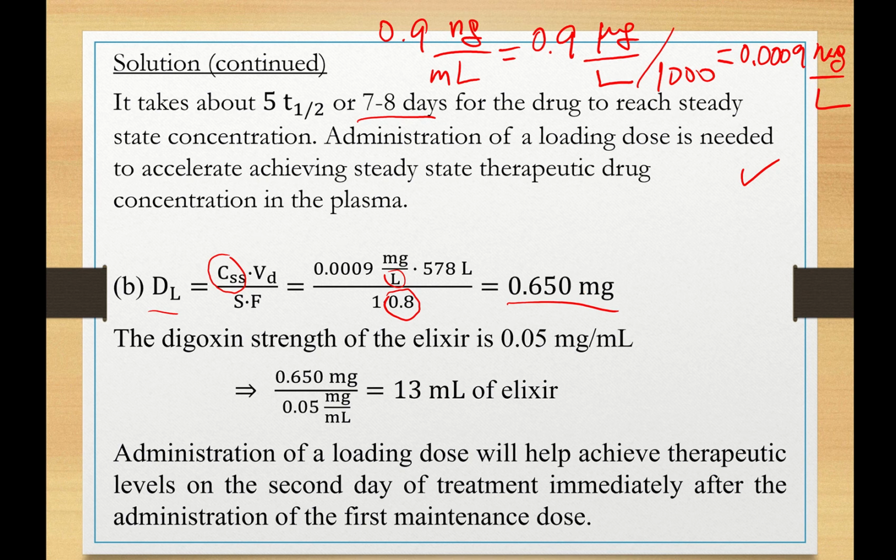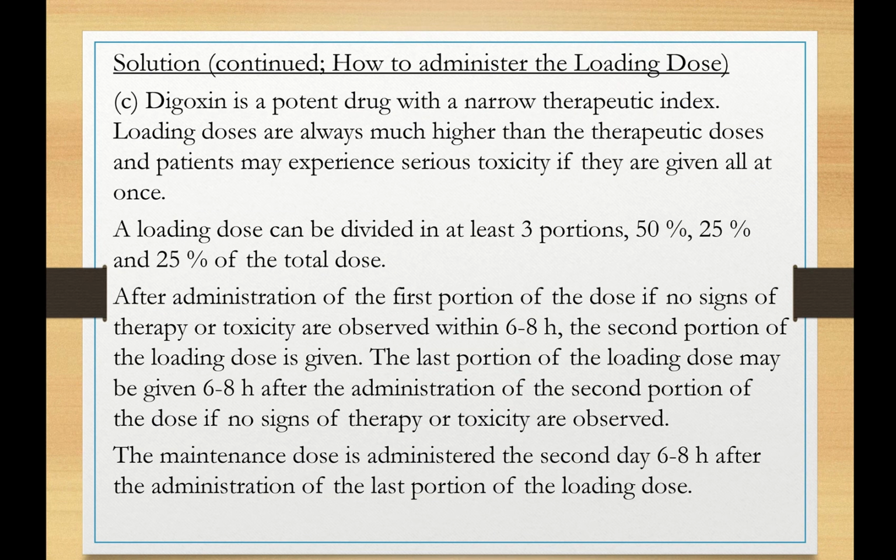The digoxin strength of elixir is 0.05 milligrams per ml, as given in the table, right? So divide by the strength, and you need to administer 13 ml of elixir as a loading dose. Now, the administration of this loading dose will help achieve therapeutic levels essentially on the second day of treatment, immediately after the administration of the first maintenance dose.